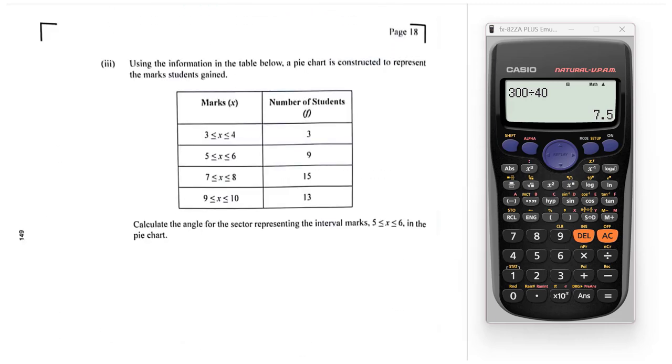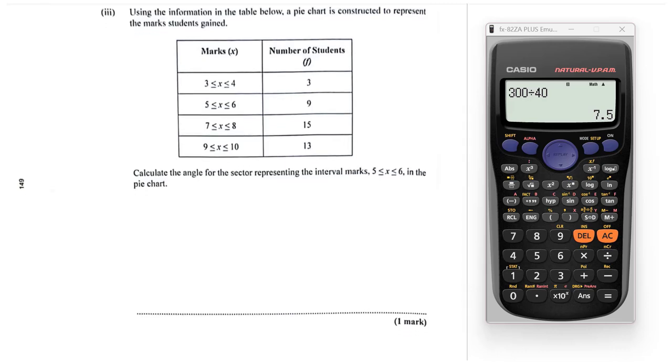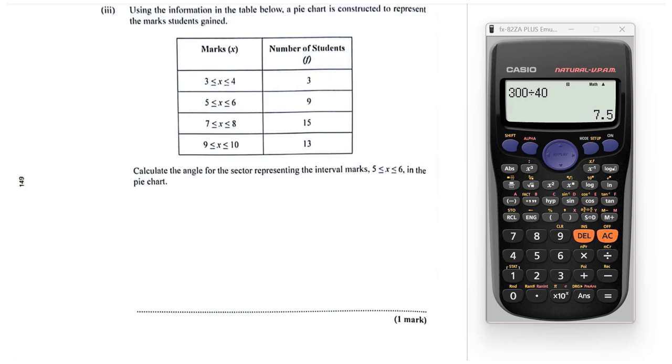So it says, using the information in the table below, a pie chart is constructed to represent the marks students gained. Right? So here it's asking, calculate the angle for the sector representing the interval marks x, where x is greater than or equal to 5 but less than or equal to 6 in the pie chart. So let's go to the table and look at the frequency for x between 5 and 6. So the frequency is 9.